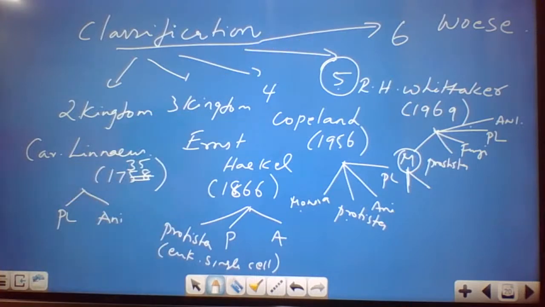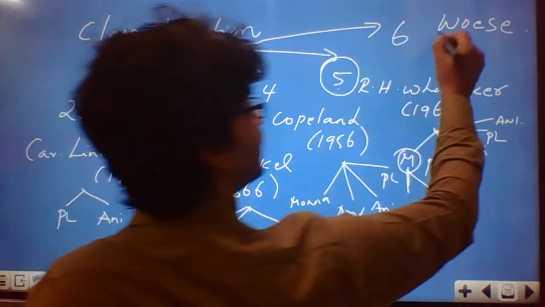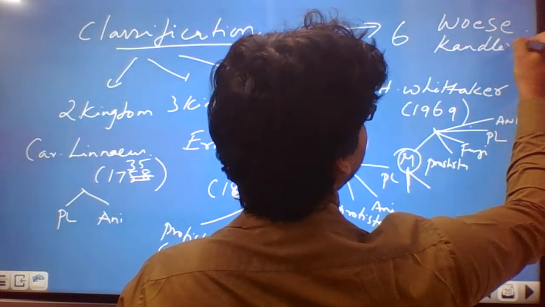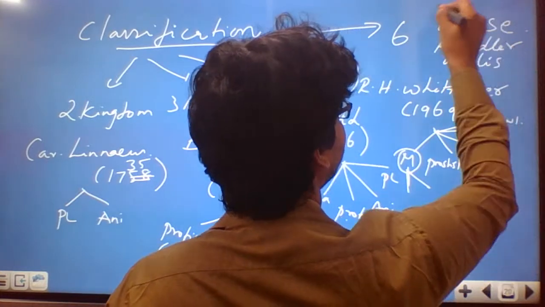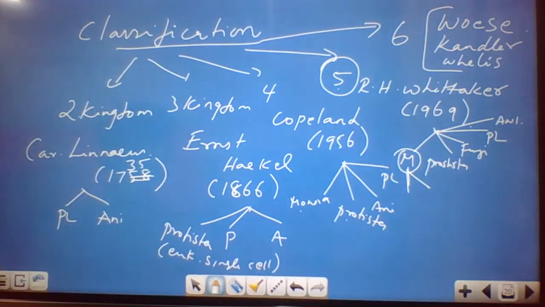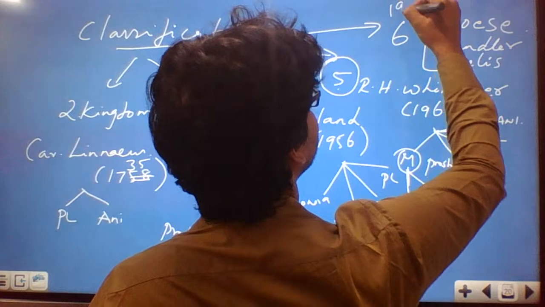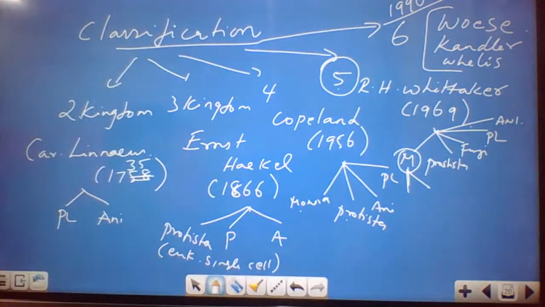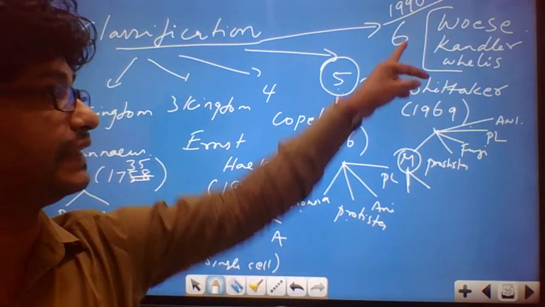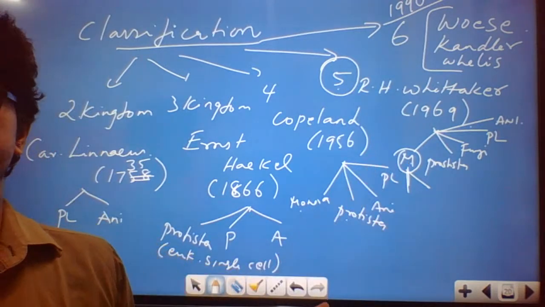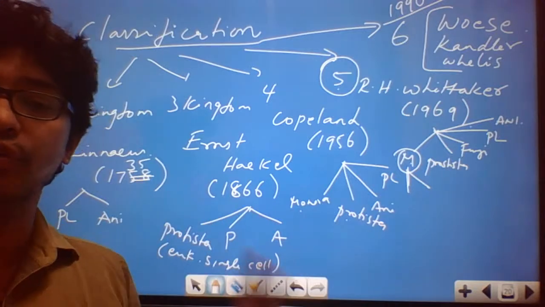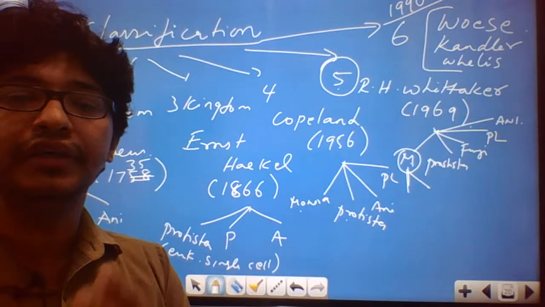And coming to Woese's six kingdom concept, along with Carl Woese there are two other people, Kandler and Wheelis. These three together proposed the six kingdom concept in the year 1990. The only inclusion they made in the six kingdom concept is that they classified the Monera, usually the bacterial species, into two: one is Archaebacteria, the very primitive, older bacteria, and the other type is the Eubacteria, true bacteria.